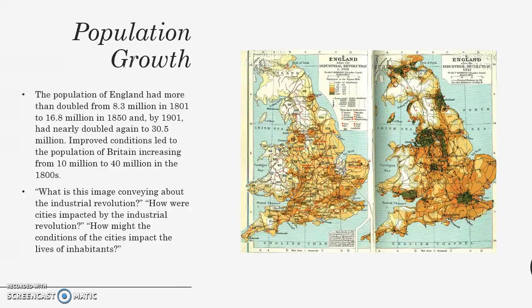So this is a time to pause and take a look at our map here and discuss with your partner the following questions. What is the image conveying about the Industrial Revolution? How were cities impacted by the Industrial Revolution? And how might these conditions of the cities impact the lives of inhabitants? So take a minute or two to discuss with your partner and share down your initial thoughts as we move on to our next movement.